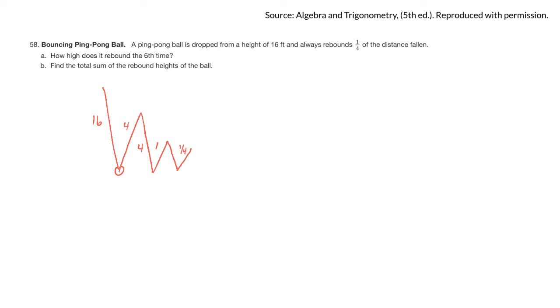And they say, how high does it rebound the 6th time? So this would be the first rebound, this would be the second rebound. If they just want to know how high it goes up the 6th time, this would be my first term, not the 16. So if I want to know what the 6th term is, my formula is a1 r to the n minus 1. First term is 4 times the ratio, a quarter, to the n minus 1. So the 6th time, this would be 6 minus 1, or 4 times a quarter to the 5th.